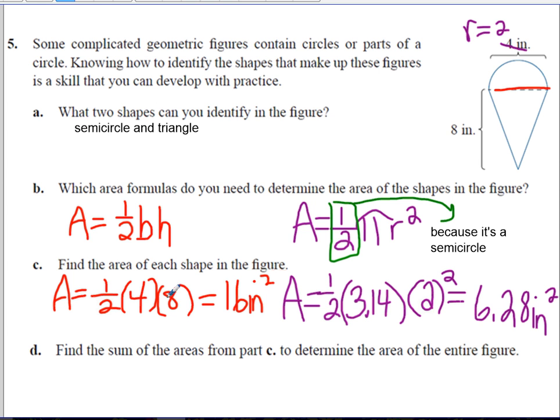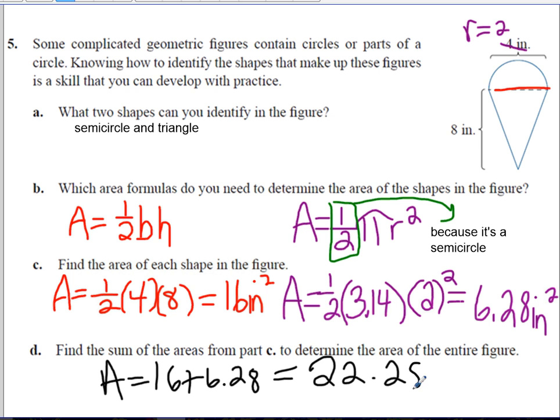So then our total for the entire shape would be our 16 plus our 6.28, which will give us 22.28 square inches. Good.